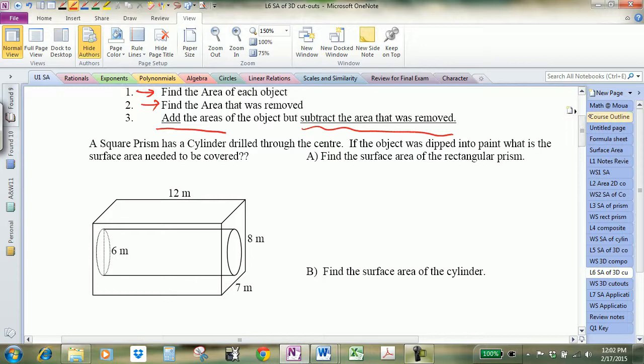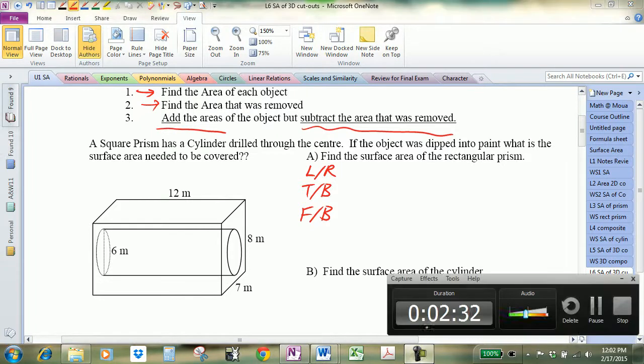All right. So the object's dipped into paint. That means the paint's going to go inside, and we have to include all this inside surface area. A, find the surface area of the rectangular prism. So we want a left and a right, a top and a bottom, a front and a back. Go ahead and do that.